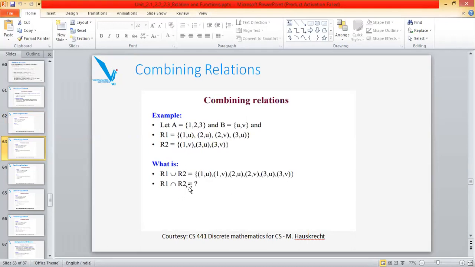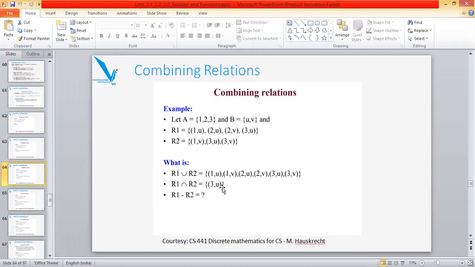What about R1 intersection R2? It is (3,u), of course. Yes, so (3,u) is the answer.